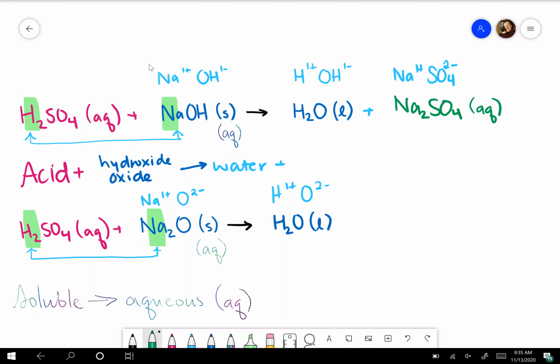Okay, my other product is going to be Na, which is that 1+, and then SO4, 2- again. We get the same salt, Na2SO4, aqueous. Na2SO4 aqueous. They form the same thing. Even though we've got some different reactants, they form the same thing.